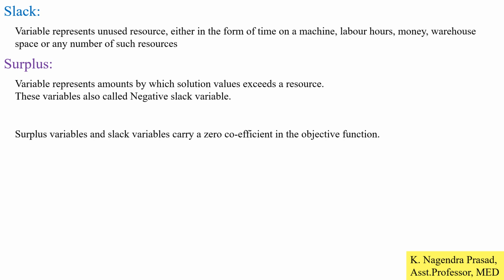Both the surplus and the slack variables carry zero coefficients in the objective function. Which means while representing the objective function with respect to these surplus and slack variables, we have to introduce a zero coefficient. For example, 2x1 minus 3x1 plus 3x2 plus 0s1 plus 0s2, like that we represent. So thank you.